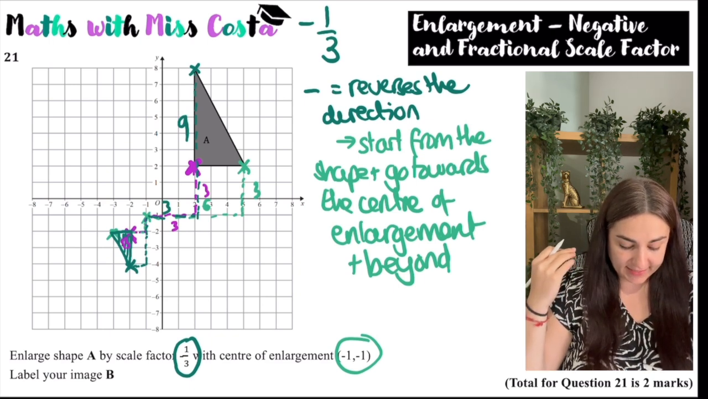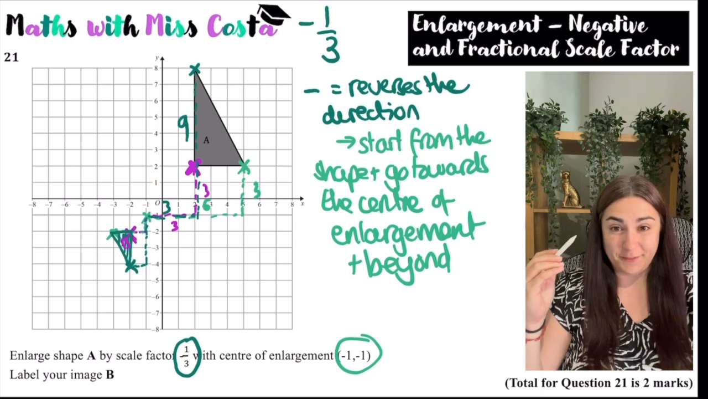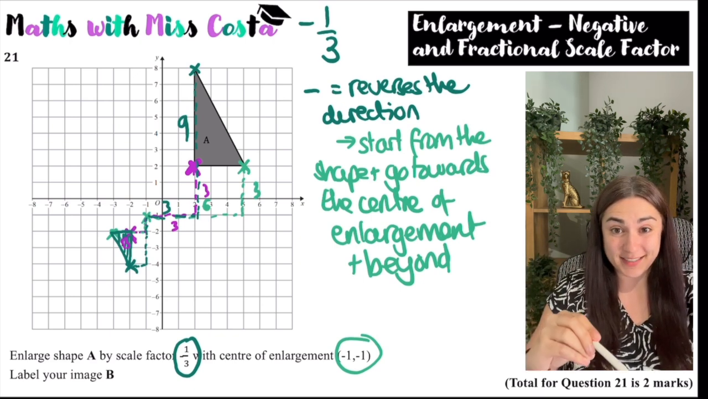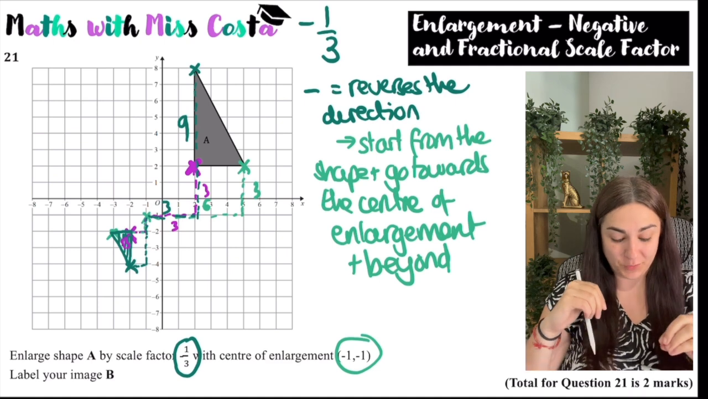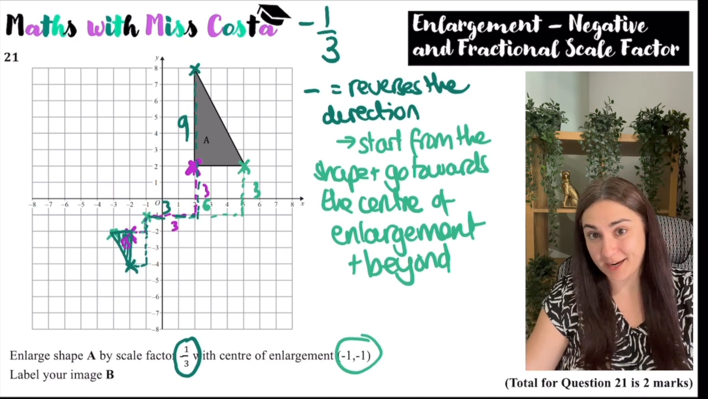And the centre of enlargement is, if it's a negative, you start from the shape and you go to the centre of enlargement. If it's a positive, you start from the centre of enlargement and you go towards your shape.